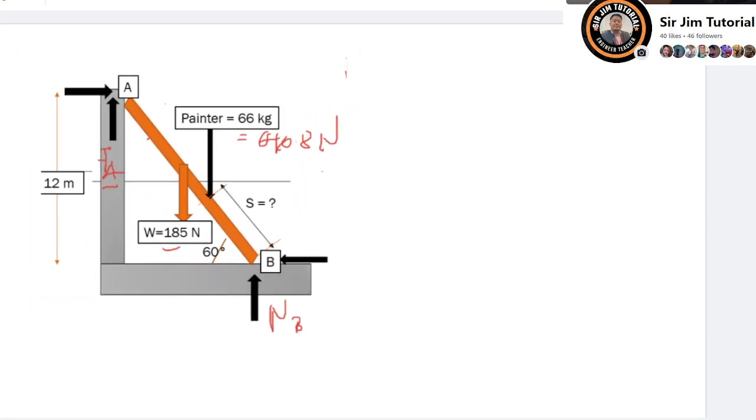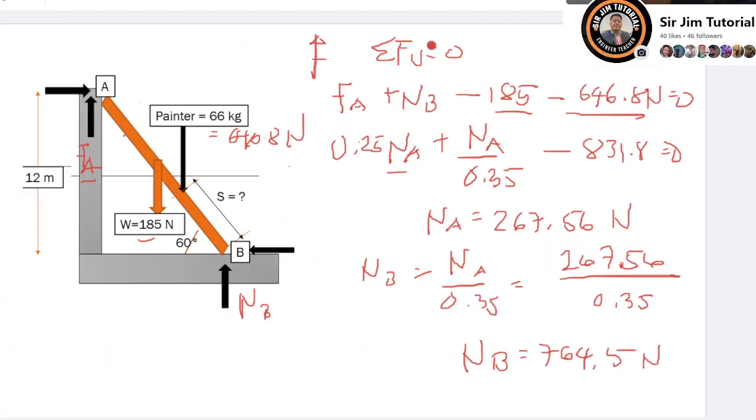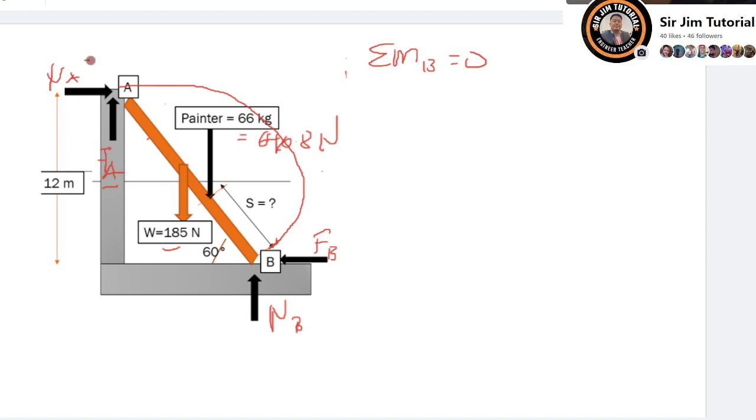Okay, so we have here, now again, this is NA and this is FB. Now we take moment at B equals to 0. So NA is going in this direction, so meaning it is clockwise. Again, we already have the value of NA, which is 267.56 Newton. So we can just have 267.56 Newton. Rotation here, and then the distance, which is perpendicular, is this one, 12 meters. Now what else? FA is in this direction.